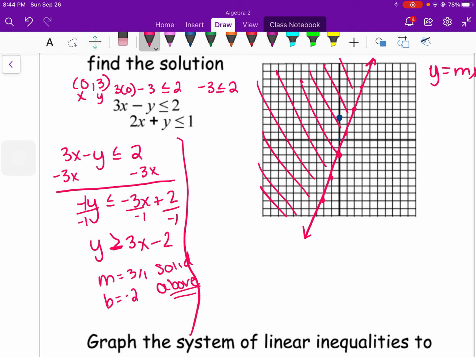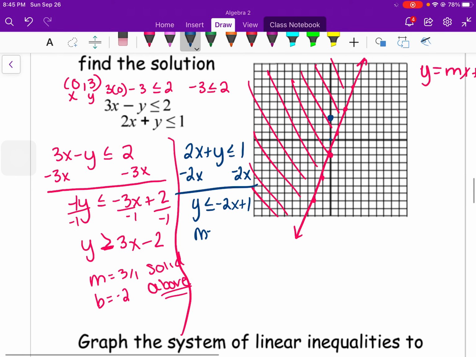All right, I'm going to graph my next line in a different color. It's going to be 2x plus y is less than or equal to 1. Solve for y, subtract 2x from both sides. Y is going to be less than or equal to negative 2x plus 1. Notice I subtracted. I did not divide or multiply by a negative, so I did not flip the sign. So this one's ready to graph.